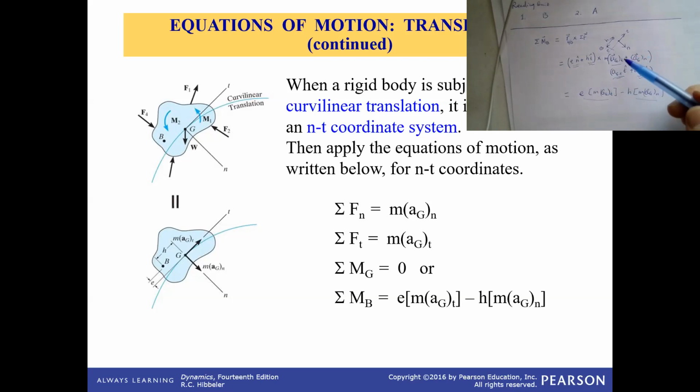But if you are doing n cross t, it gives you positive, and if you are doing t cross n, it will give you negative. So that's the negative sign. That's the magnitude, so that's where this equation is from, the last one on the slides here.